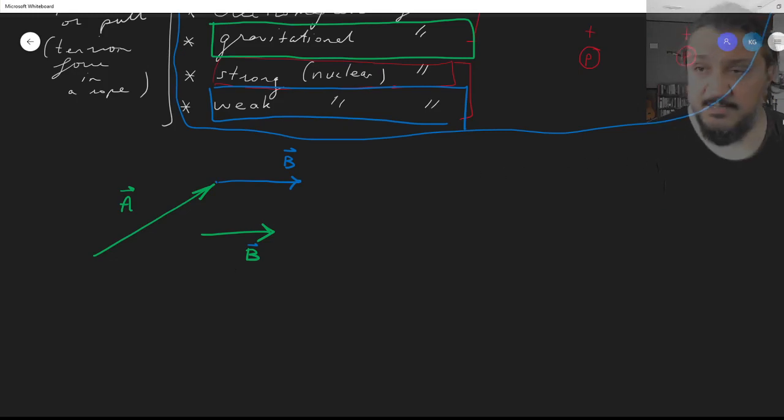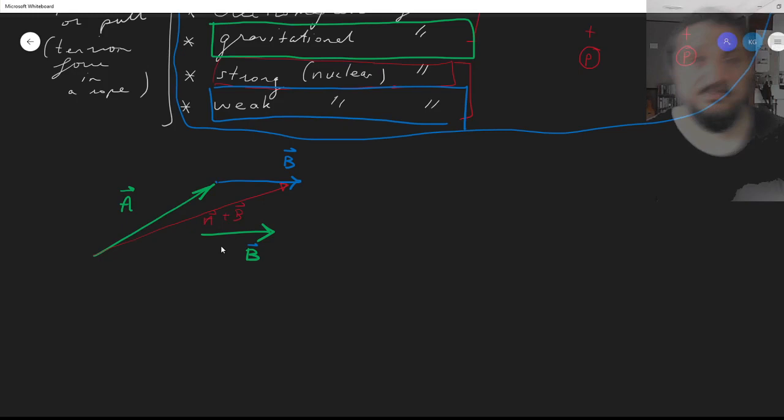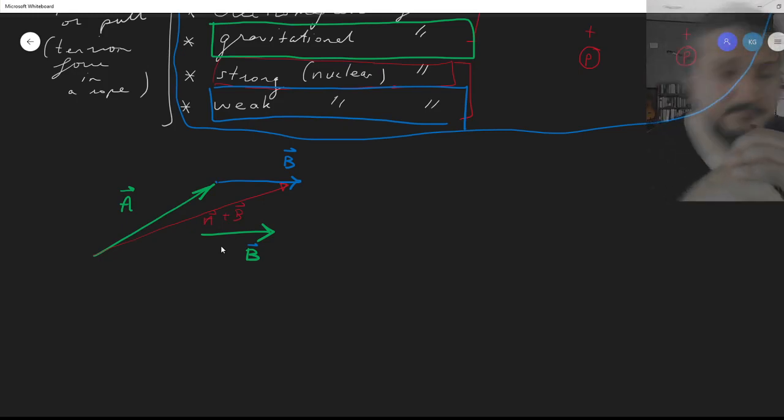And now I have a special lineup. It's called tail to tip, and then tail to tip again. So what I do is I start from the tail of this arrow, which is A, and I go to the tip of the second arrow, which was B, and I call this vector A plus B. And A plus B is the same as B plus A. You can change the order.